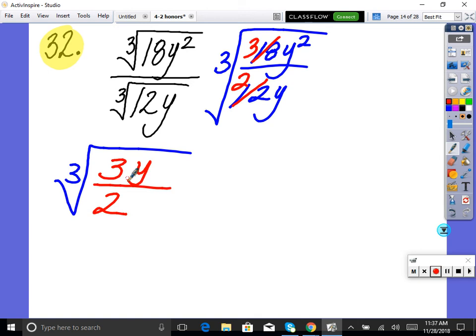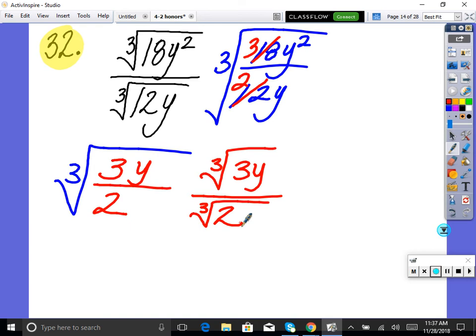Now look, we have to stop here and say, okay, unfortunately, we still have a denominator. So we got to split it back apart at this point. So we have the cube root of 3y on top, and on bottom we have the cube root of 2. We have to split it apart because we have a radical in the bottom. And now we'll rationalize. So we want to rationalize by the least amount possible.